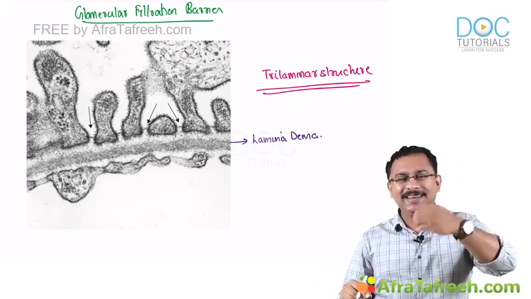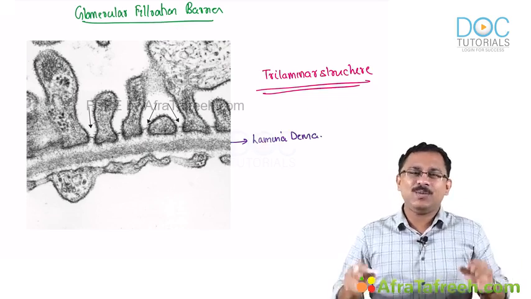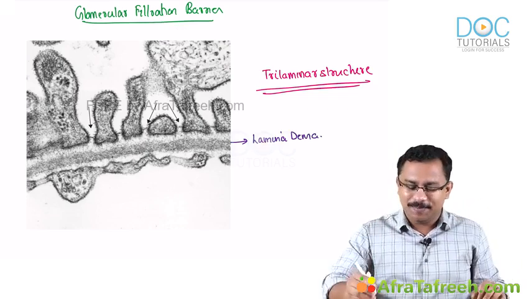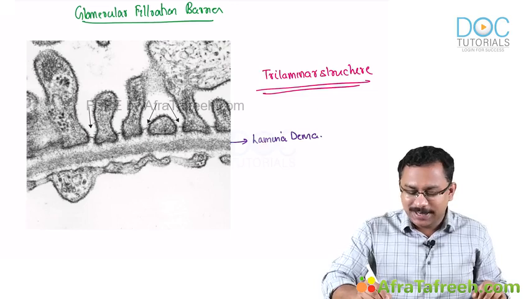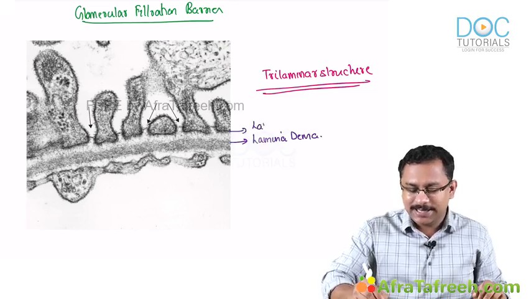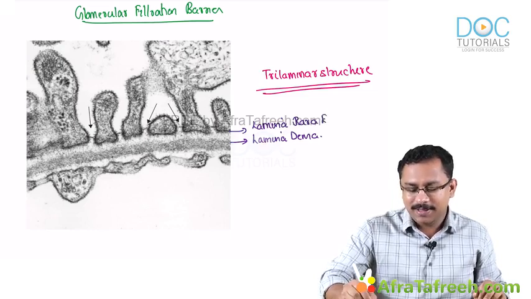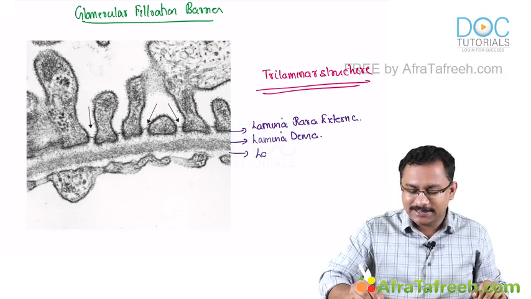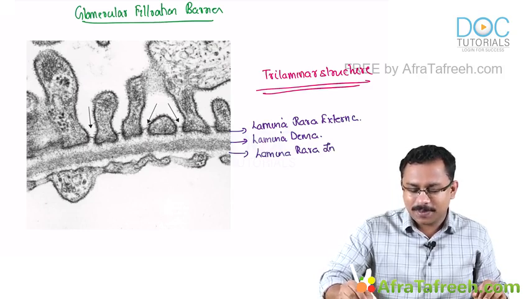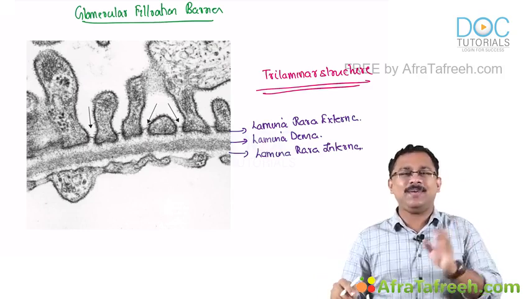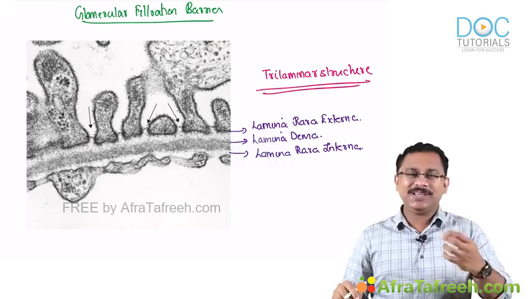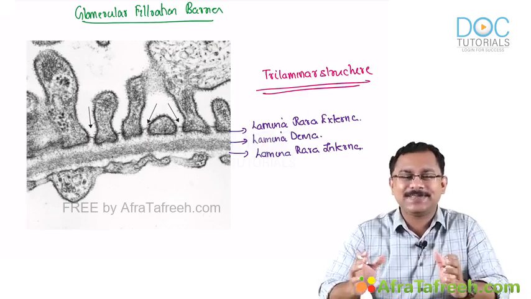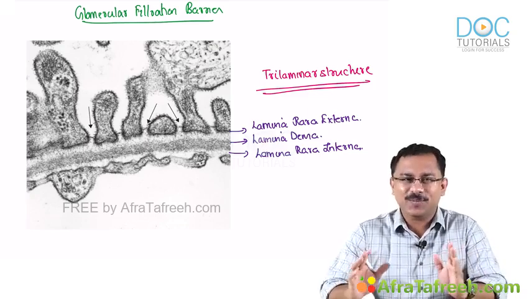And then it has an interior part and an exterior part, which is not that compactly arranged. The one that is outside is known as lamina rara externa, and the interior one is the lamina rara interna. Okay, lamina rara externa, lamina rara interna. So these are the components of the basement membrane. You have to be clear with that.